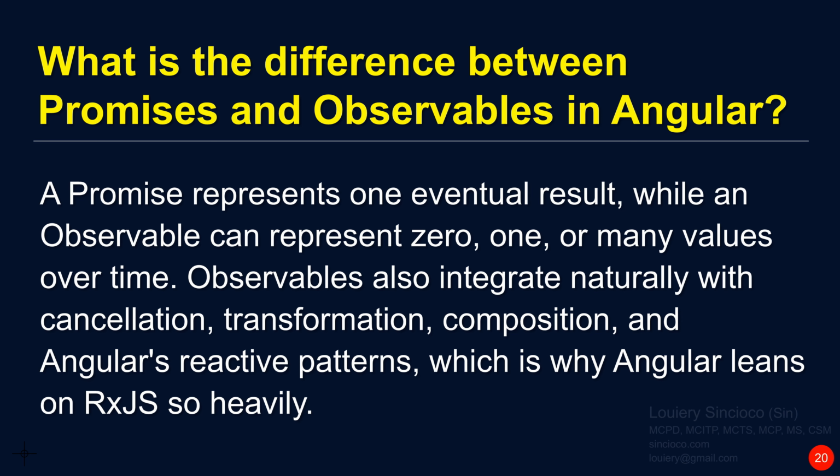What is the difference between promises and observables in Angular? A promise represents one eventual result, while an observable can represent 0, 1, or many values over time. Observables also integrate naturally with cancellation, transformation, composition, and Angular's reactive patterns, which is why Angular leans on RxJS so heavily.